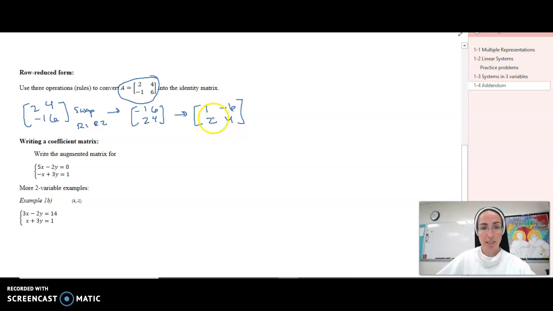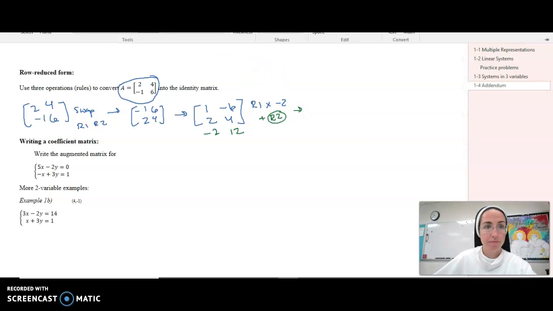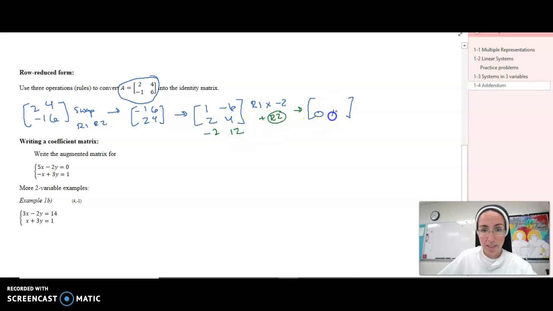Okay, now I want to make this into a 0, so I can multiply the top row, row 1, by -2. I'll put that in a different color. So that's going to give me -2 and +12. And then I'm going to add it to row 2. So now row 2 becomes the sum of 2 and -2, 0, 4 and 12 is 16. And I have 1 and -6.